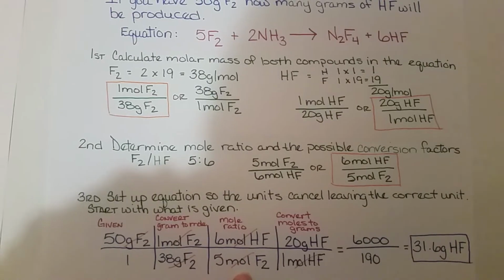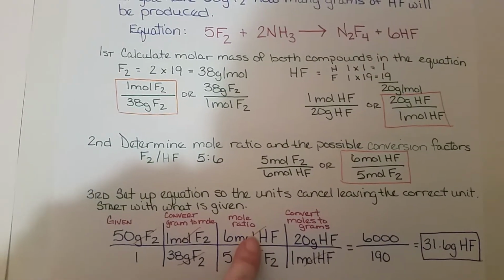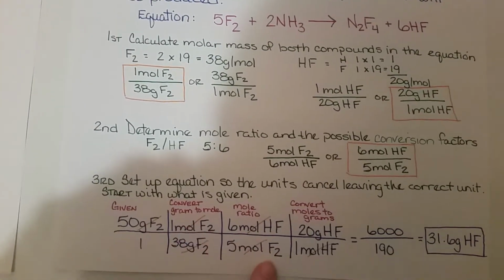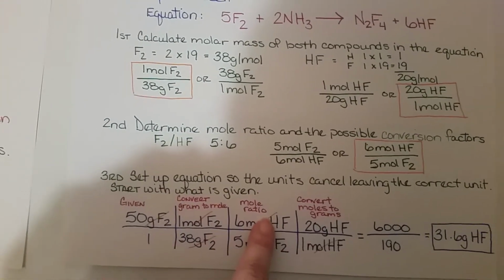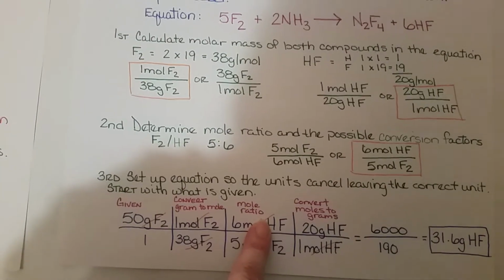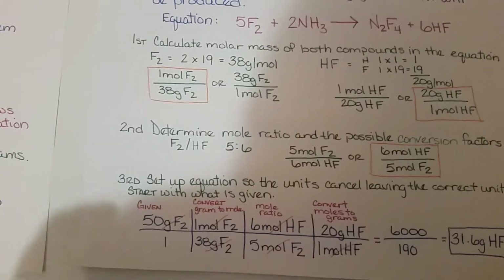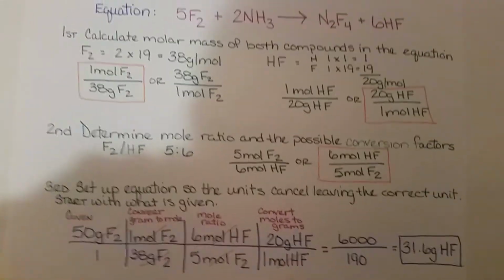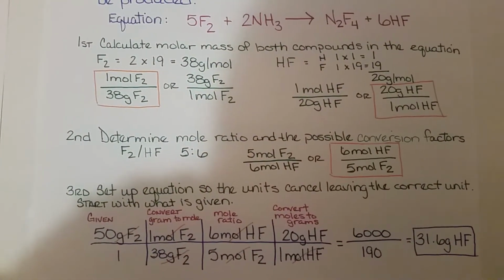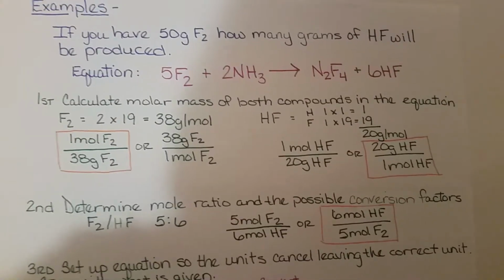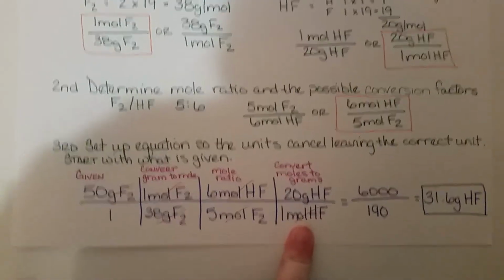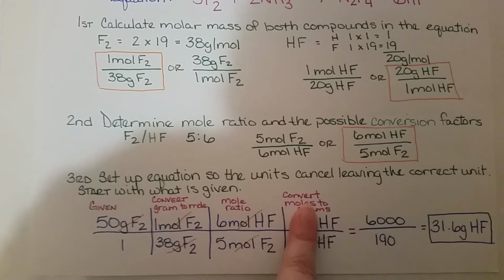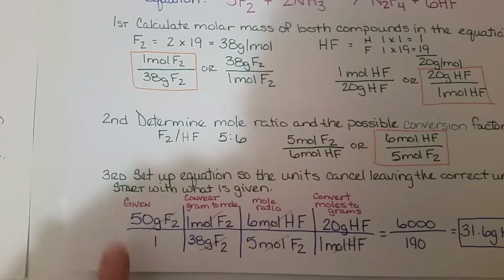So moles of F2 go on the bottom, moles of HF on the top. So now I'm canceling out moles of F2, and I've moved to moles of HF, or hydrogen fluoride. Now I have to convert my moles of hydrogen fluoride back to grams. So again, I'm choosing a conversion factor. In this case, I have to choose the conversion factor that puts the mole on the bottom and the gram on the top.